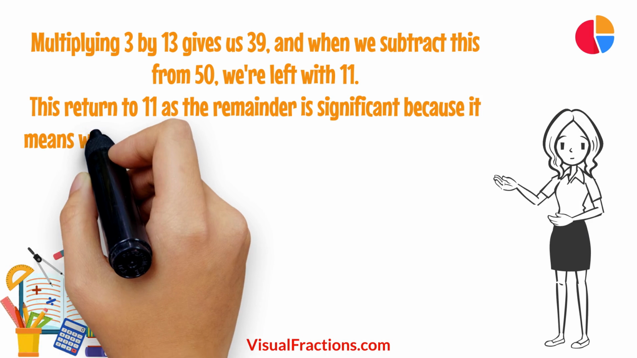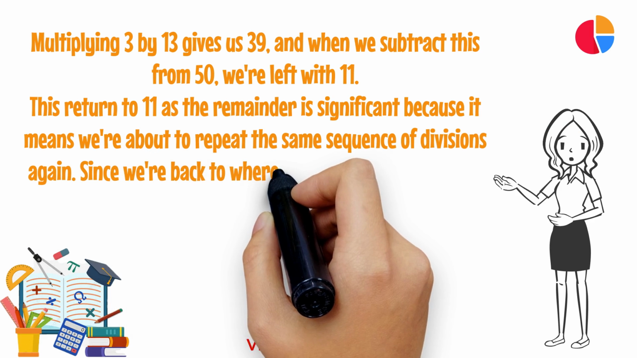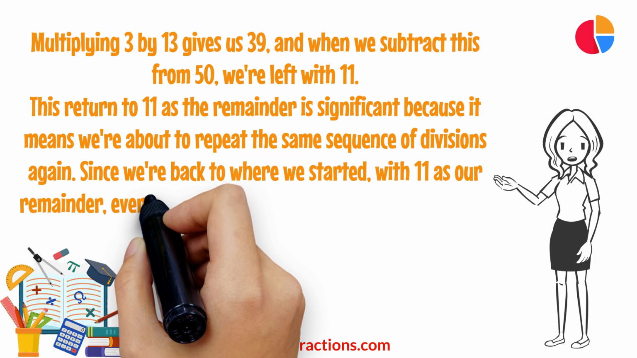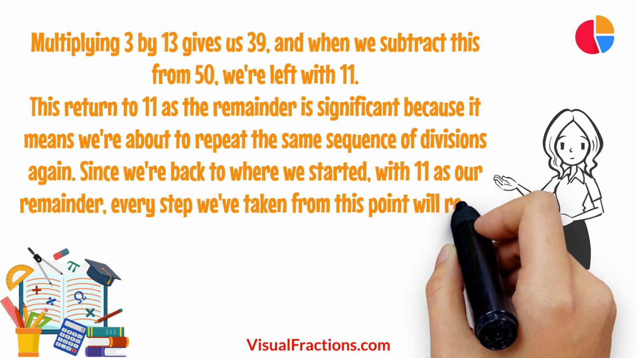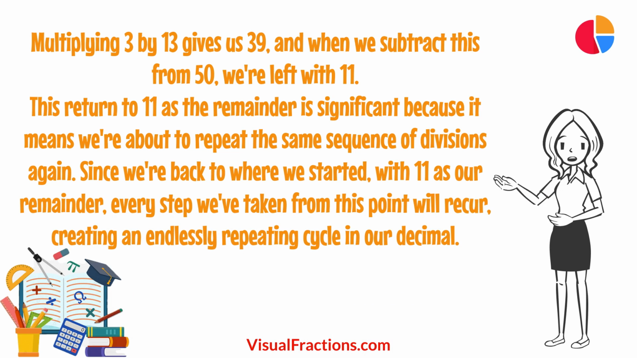This return to 11 as the remainder is significant because it means we're about to repeat the same sequence of divisions again. Since we're back to where we started, with 11 as our remainder, every step we've taken from this point will recur, creating an endlessly repeating cycle in our decimal.